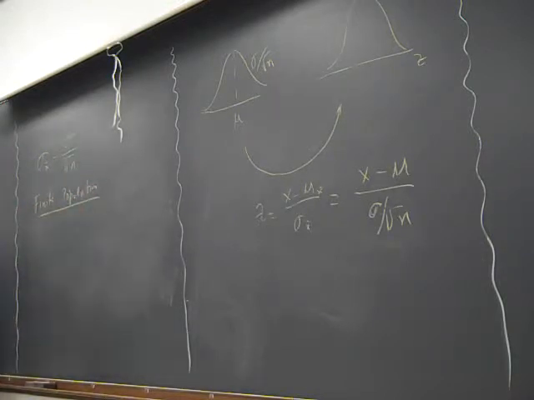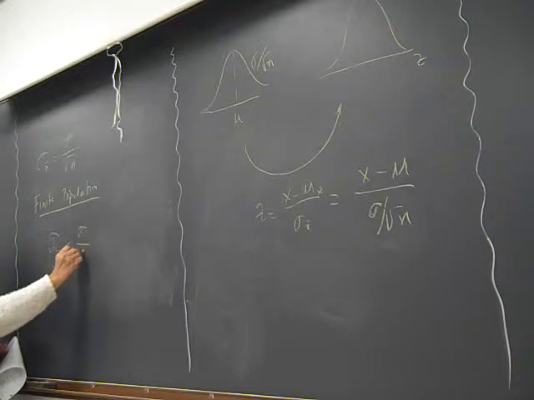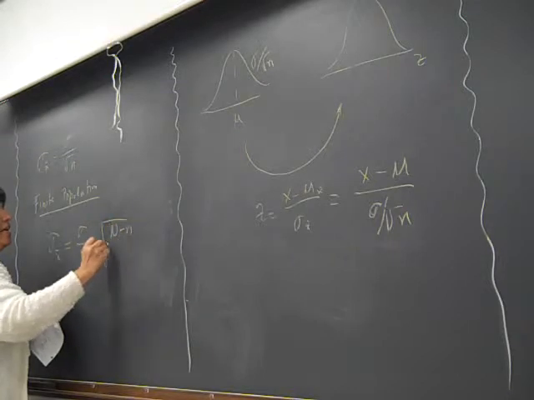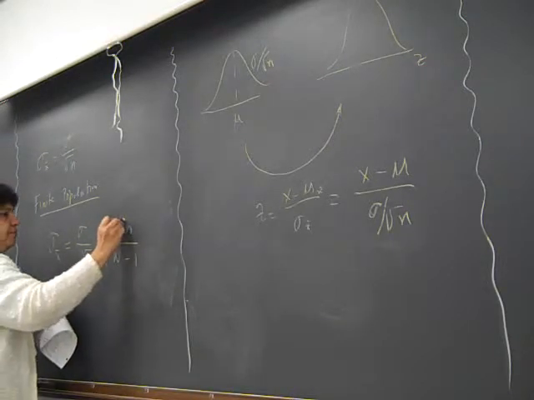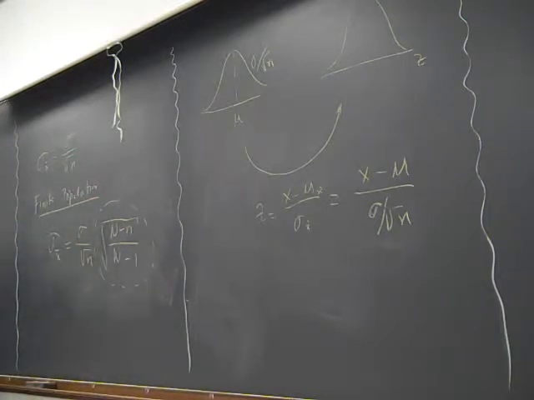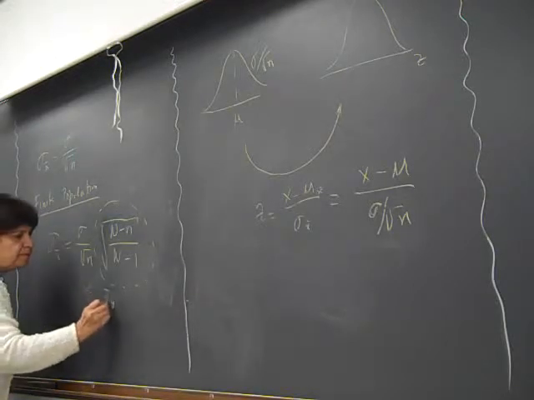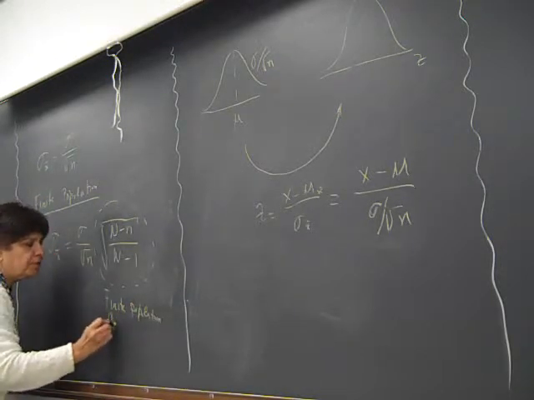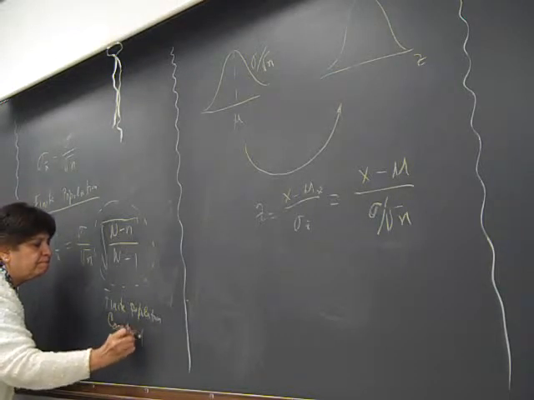If we have a finite population, then the standard deviation of x bar is equal to sigma over square root of n times the square root of N minus n divided by N minus 1. So this term over there is what is called the finite population correction factor.